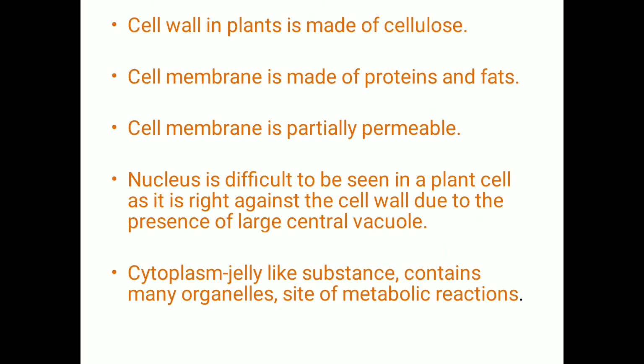Now, the cell wall in plants is made up of cellulose. The cell membrane is made of proteins and fats. Wherever we find it, in animal cells or in plant cells, the cell membrane is always made up of proteins and fats. The cell membrane is partially permeable, which means that it will let some substances through but not others. It controls what goes in and out of the cell. Now, in plant cells, the nucleus is difficult to see as it is right against the cell wall due to the presence of the large central vacuole. So we cannot see it very easily.